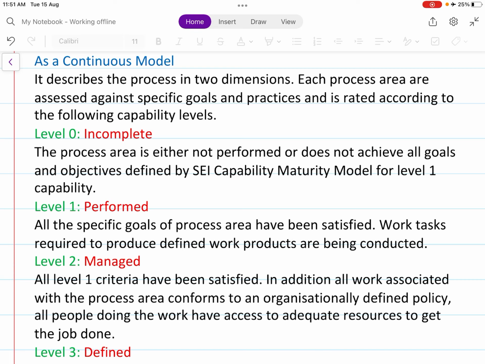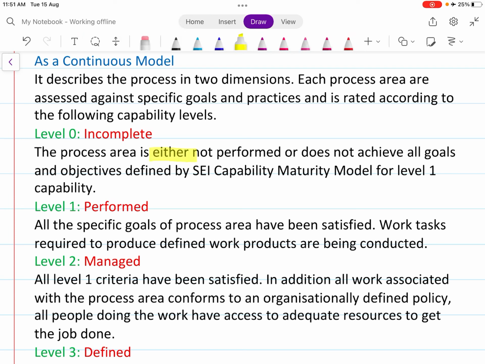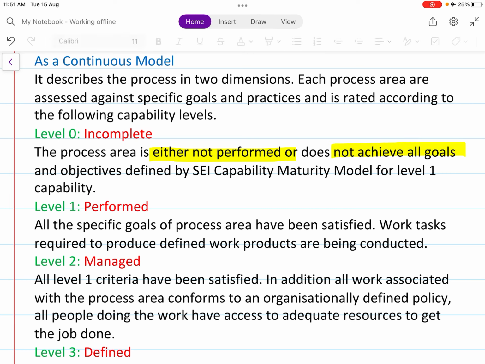So level 0 is the incomplete level. The process area is either not performed or does not achieve all goals and objectives defined by the SEI Capability Maturity Model for level 1 capability. So either the process is not performed or it does not follow the goals and the objectives of the SEI capability maturity model. So it cannot move to level 1.